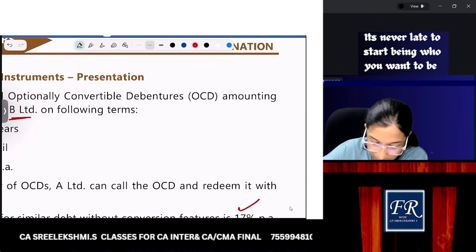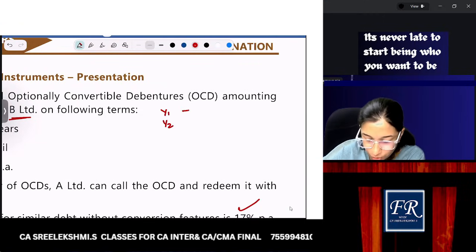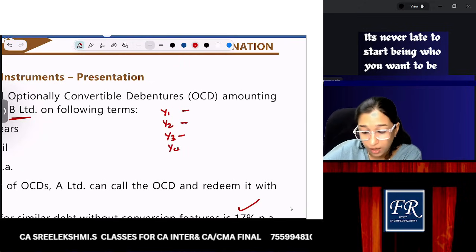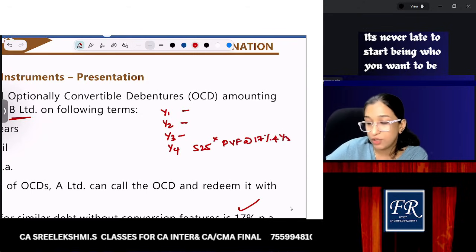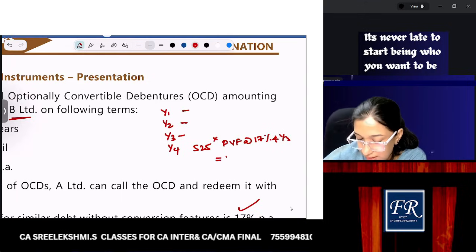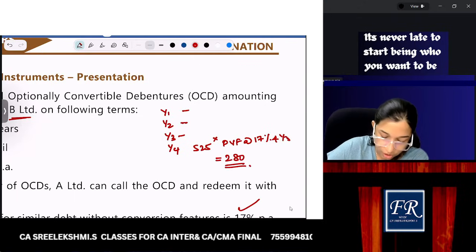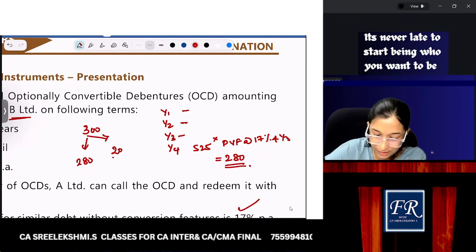So the liability will be: year 1, no interest. Year 2, no interest. Year 3, no interest. Year 4, I need to pay 525. So the maturity value I need to calculate is 525. It should be discounted at the present value factor at 17% for 4 years. So 525 into 0.5336, which is 280. That is the liability. So 300 is the issue proceeds. If liability is 280, equity is 20.